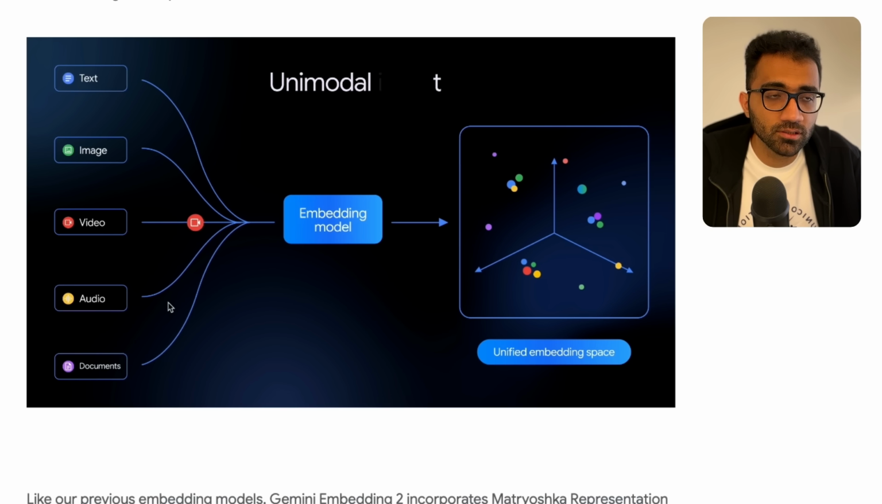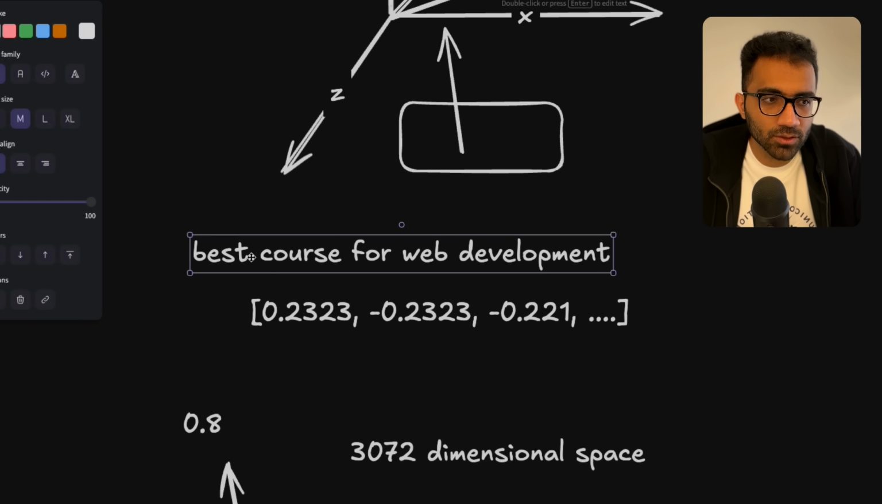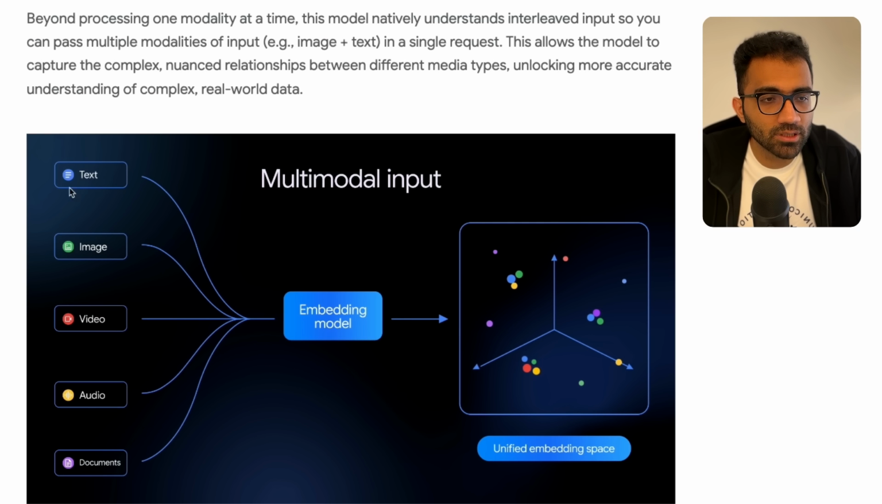This allows the model to capture the complex, nuanced relationships between different media types, unlocking more accurate understanding of complex real-world data. So this is the first model from Google which is multi-modal, which can not only work with text, which has historically been the majority of the case, but it can also work with a bunch of other modalities as well. That is why I'm a little excited about this, because it unlocks a bunch of use cases which were not possible before.